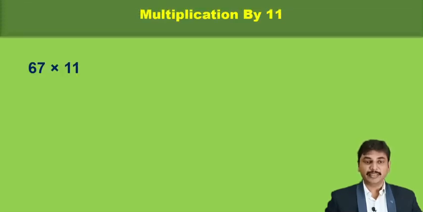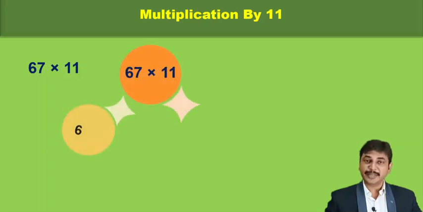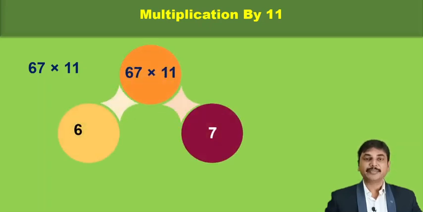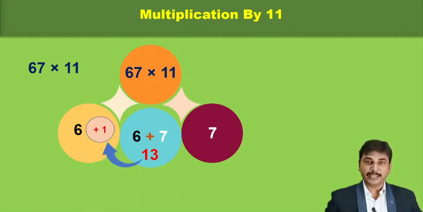67 into 11. So just spread this 6 and 7 in this fashion. You can do this addition mentally. 6 plus 7, that is 13. Just put 3 in between 6 and 7 and this 1 will be shifted to 6, which will be added to 6, and your leftmost part now becomes 7, middle part is 3 and last unit digit is 7. So your answer is 737.